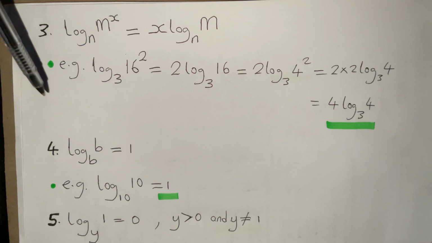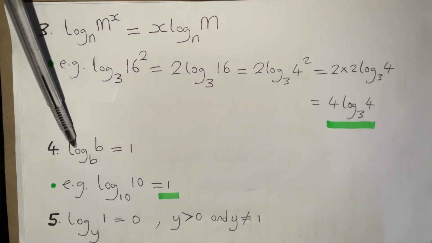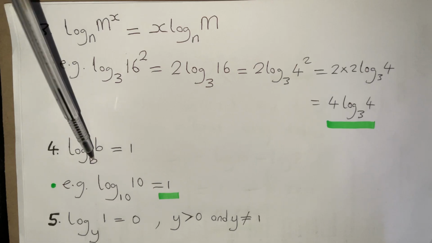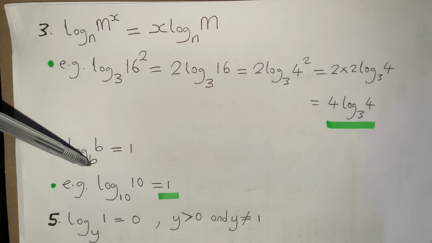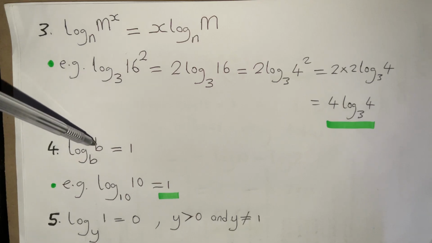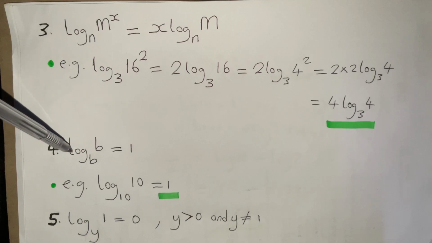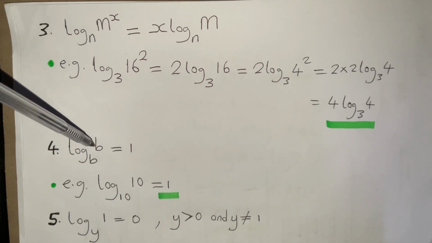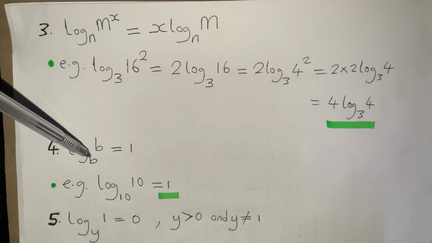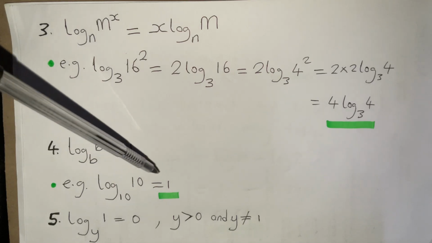Okay, let's quickly move on to law number 4. Here, log of b to base b equals 1. This one is called the argument. This one is called the base. If the base and the argument are the same, the logarithm of an argument to a base equal to it is equal to 1. For example, log of 10 to base 10 equals 1.